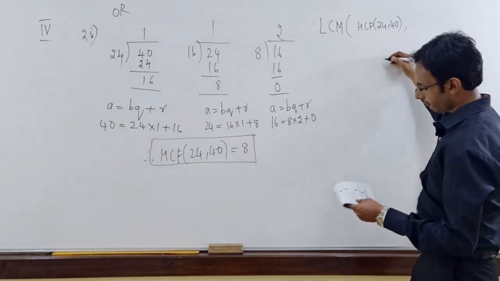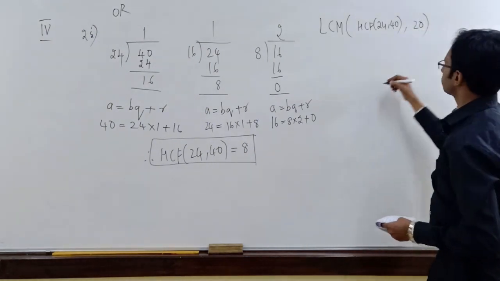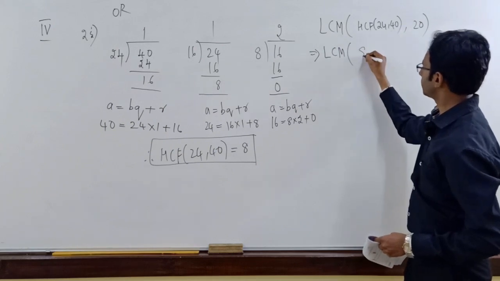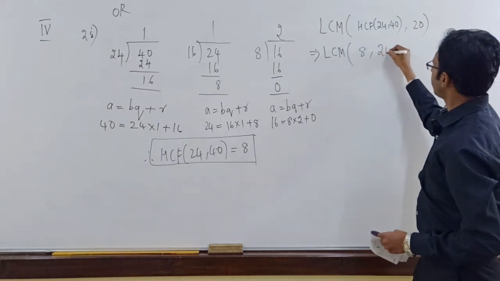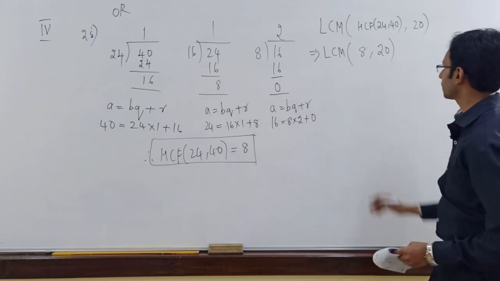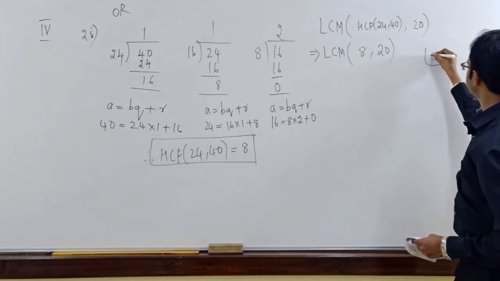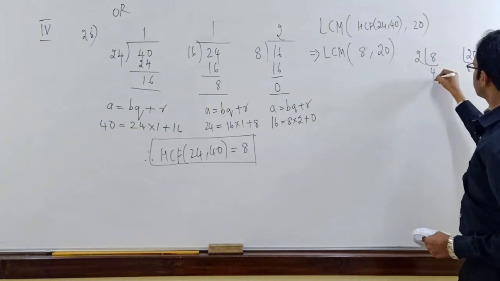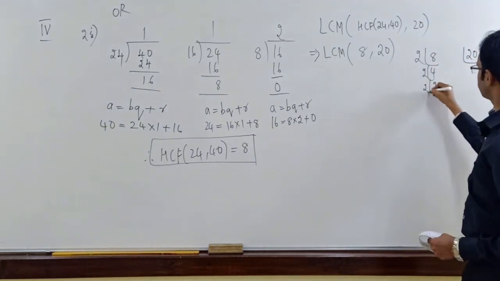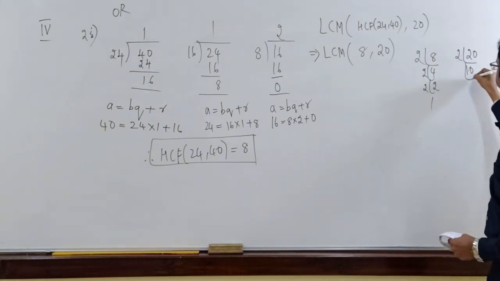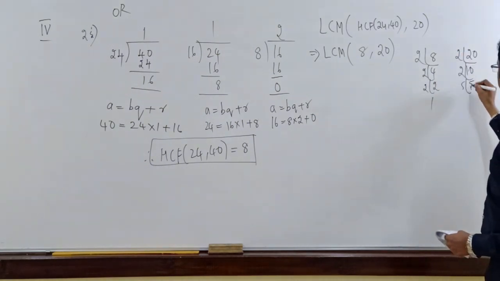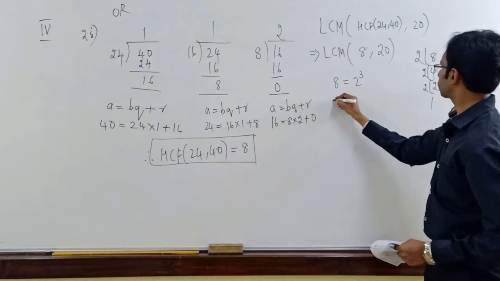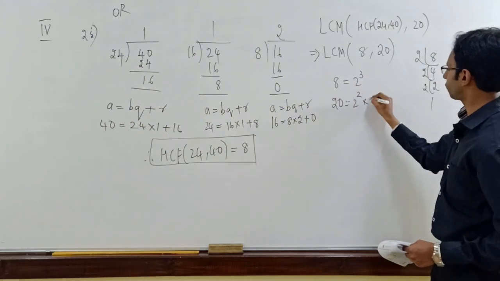So LCM of HCF of 24 and 40, and 20, which implies that the value of the HCF is 8 now. So we need to just find the LCM of 8 and 20. So we find LCM by the normal method, the prime factorization method. 2 fours are 8, 2 twos are 4, then 2 ones are 2. 20 we have already seen. So 8 we can express as 2 cube and 20 we can express as 2 square into 5.